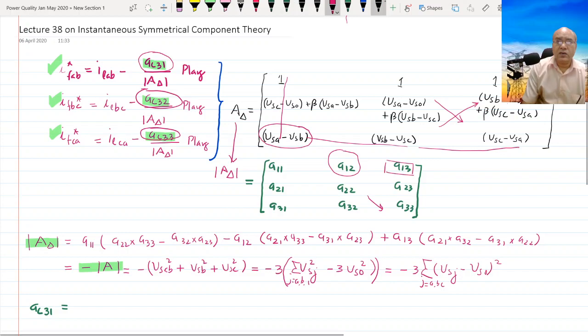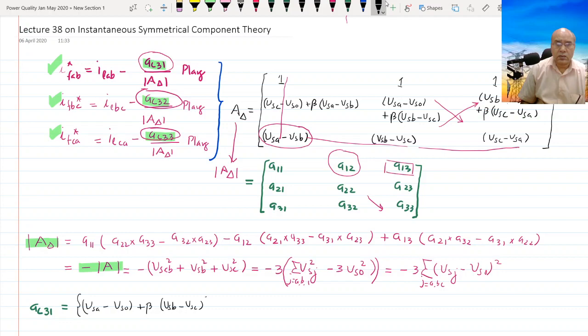Okay, and therefore this cofactor is given as (VSA minus VS0) into this, plus beta (VSB minus VSC), and the whole bracket here.